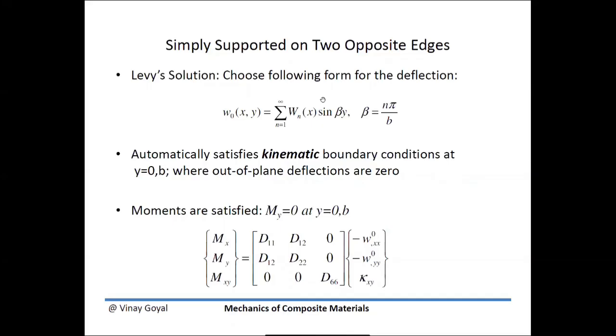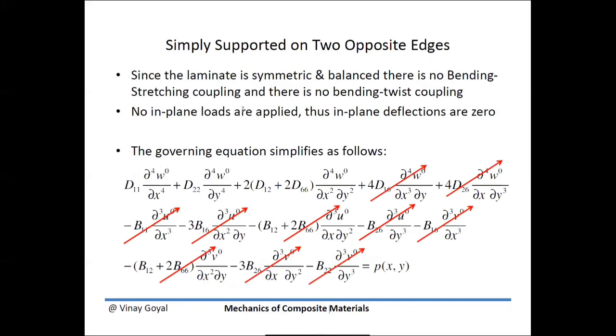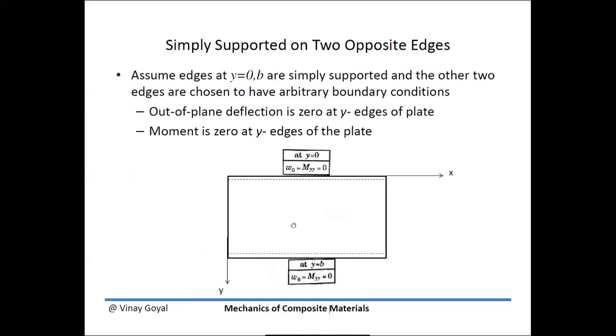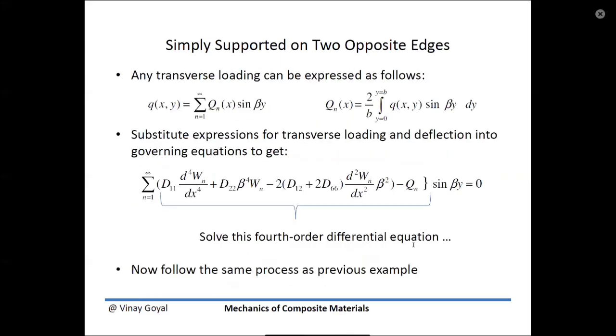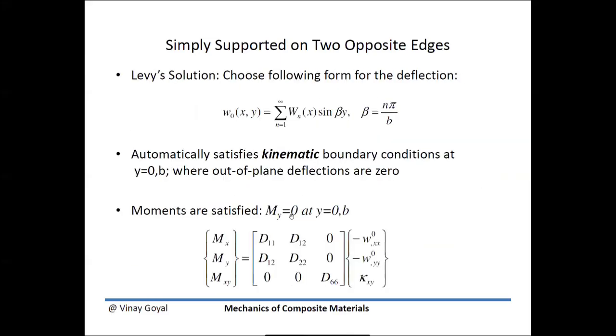You can see that it automatically satisfies the boundary conditions at y equals 0 and y equals b. When y is 0, this goes to 0. And when y is b, the b's cancel out, and sine n pi gives you 0. You can see quickly that w is 0. That also makes sense, because in this plate, these two edges are simply supported. The moments at those edges are also 0, and this form of the solution also gives you that.